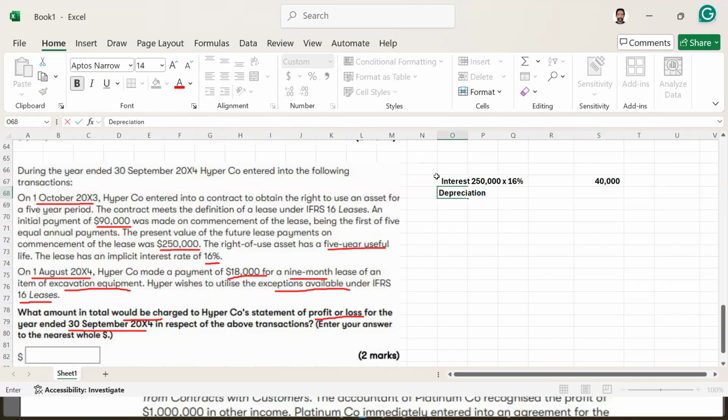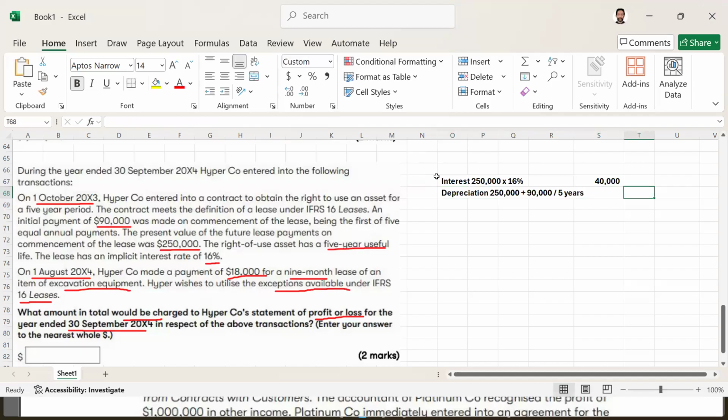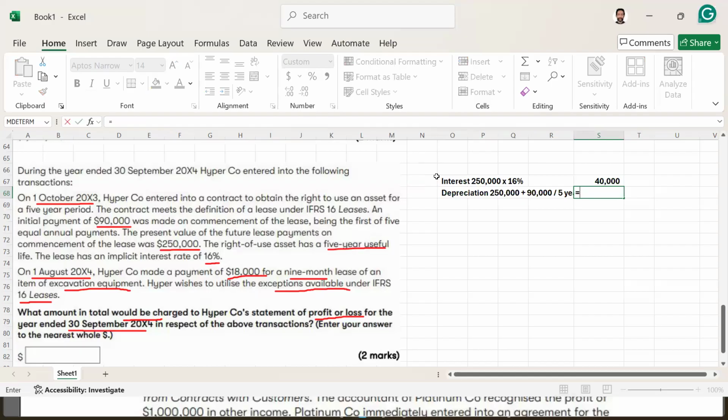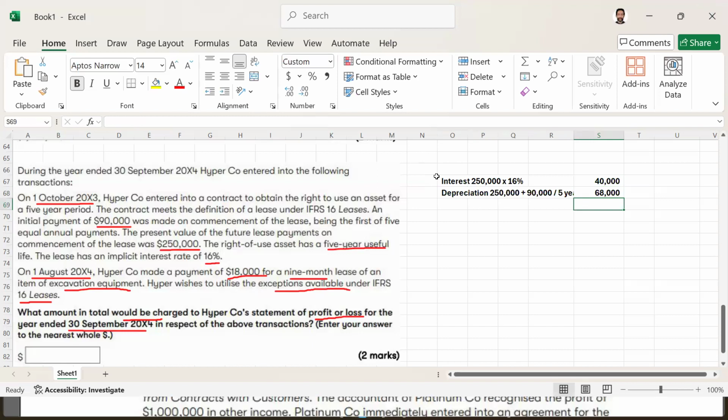And then we have the depreciation. For the depreciation, you take the present value of the future lease payments, you add in any payments that you have already made, and you divide it by the 5 years, the life of the asset. So this is 250 plus 90, that sums up to 340,000 divided by 5 years. So this is the depreciation charge.